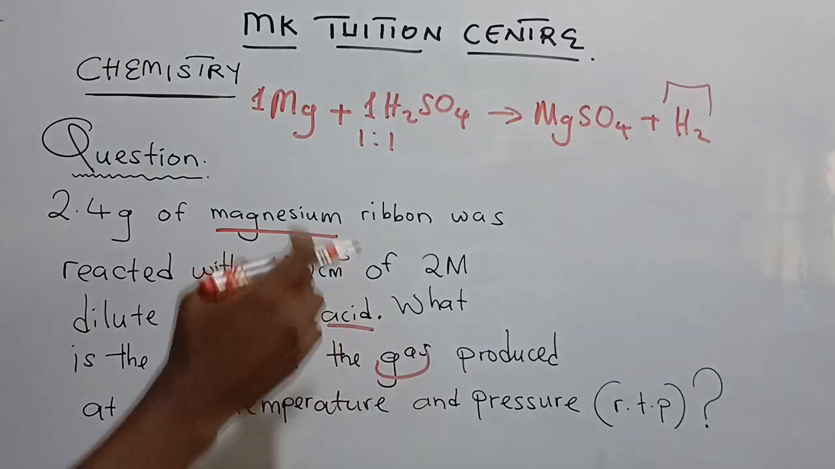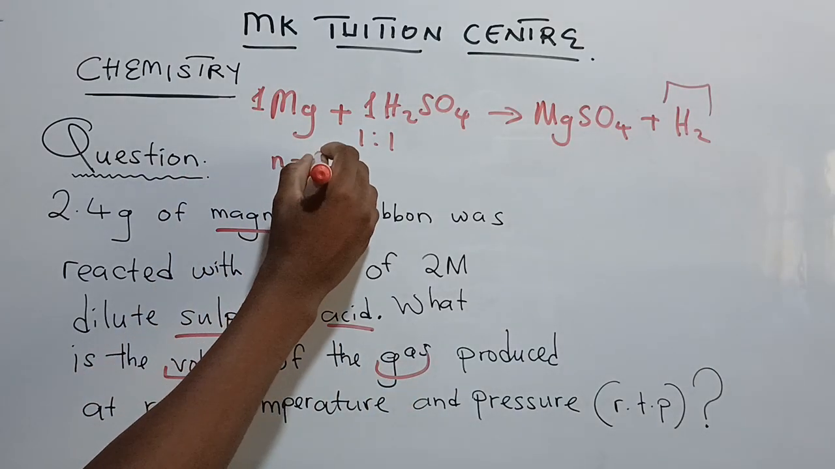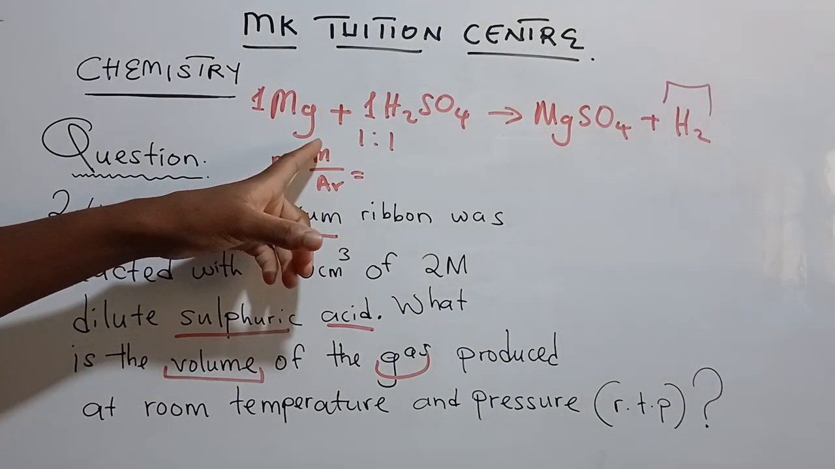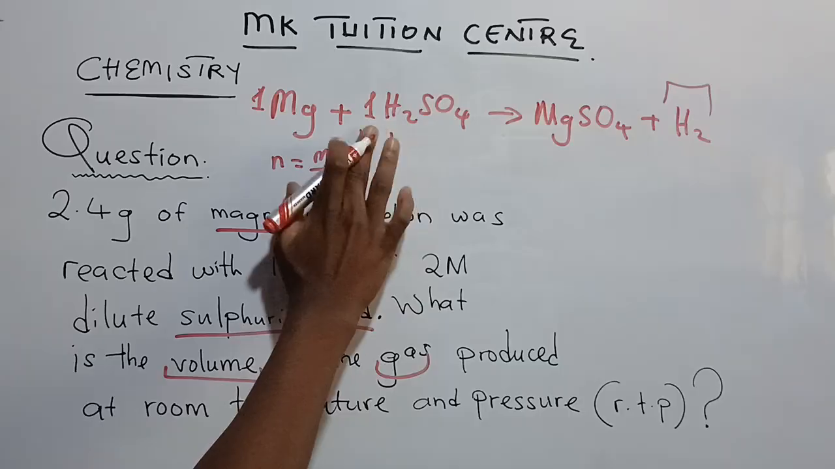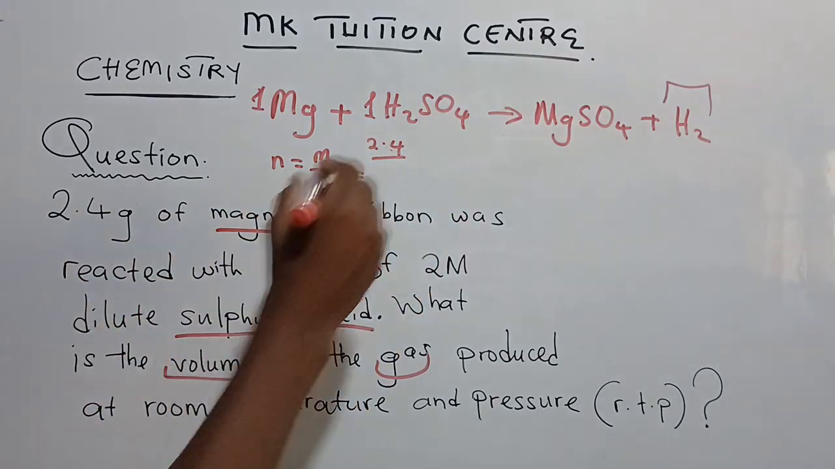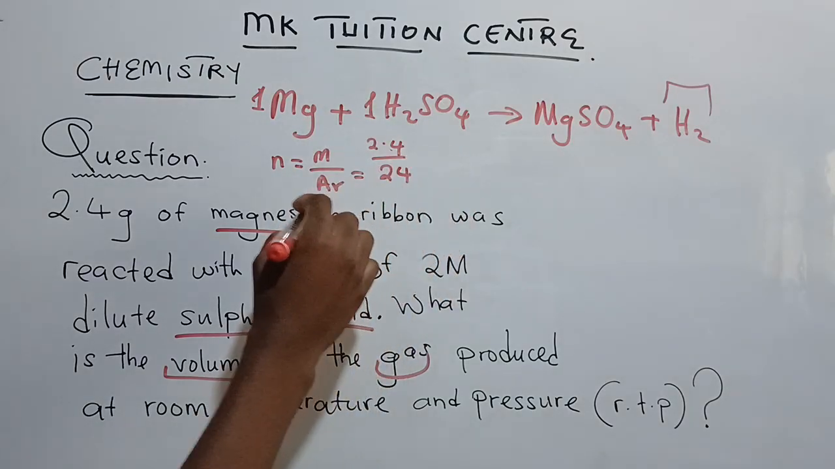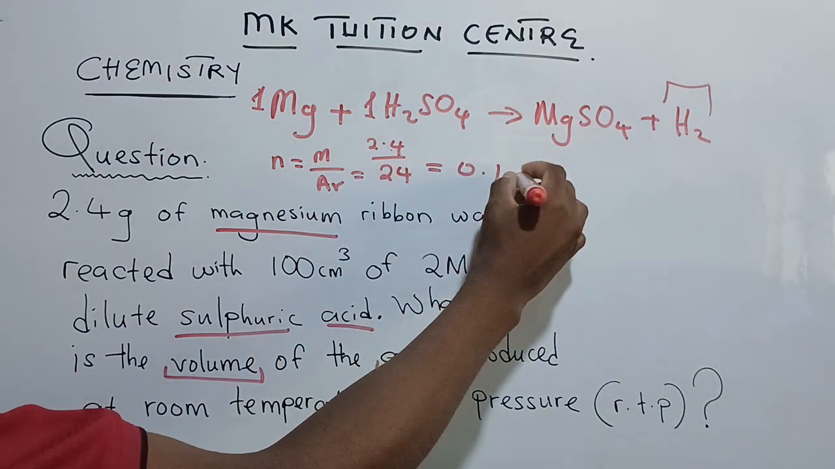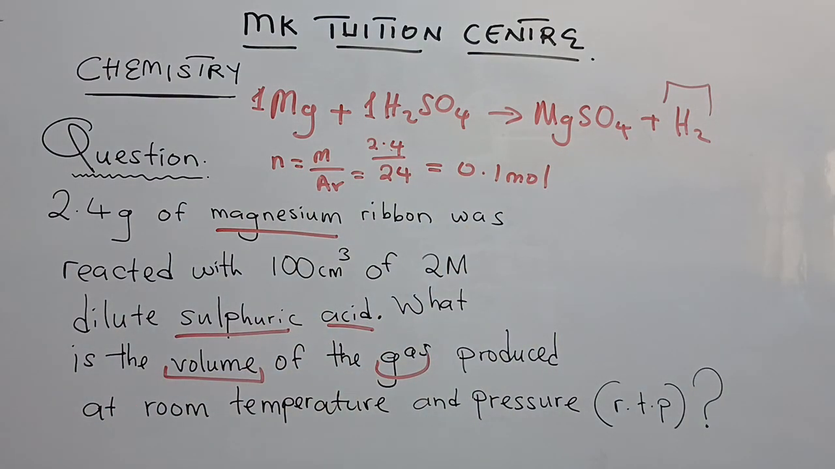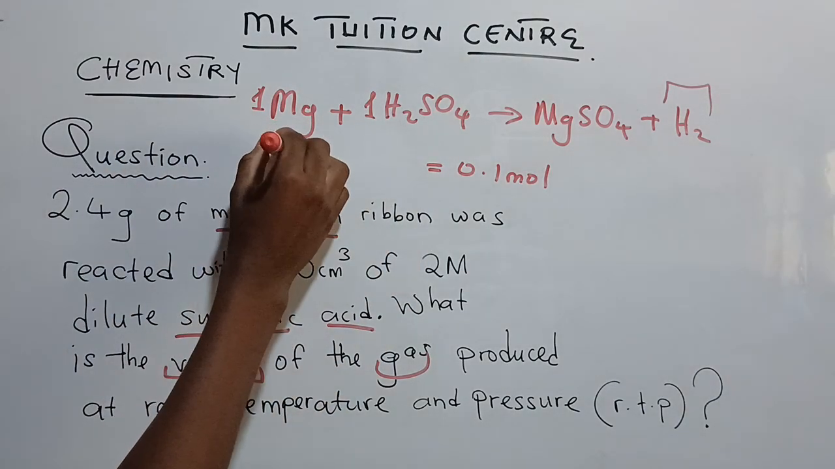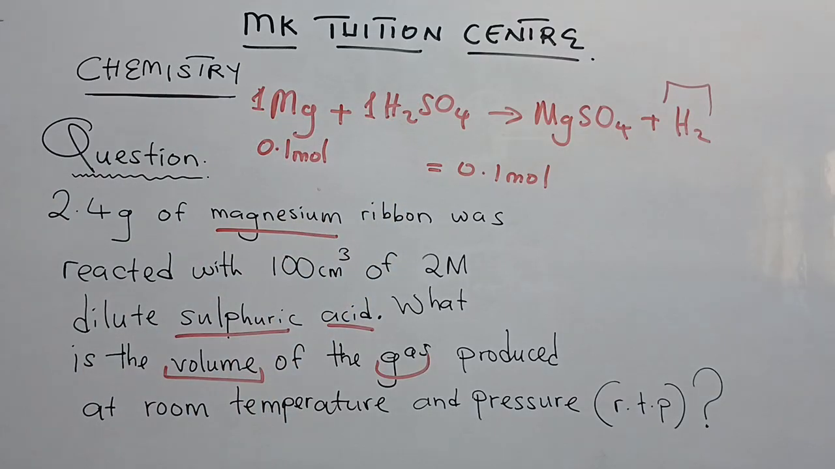So let's find the number of moles for magnesium. So n will be equal to m over Ar. The mass for magnesium is 2.4 over the mass number, which is 24 for magnesium. The number of moles we're going to have is 0.1 moles. Okay. Now that we have the moles for magnesium, let's just have them here: 0.1 moles.